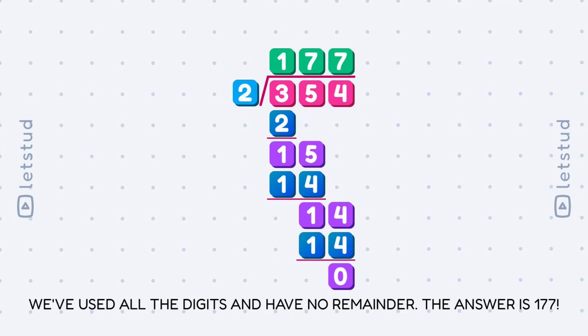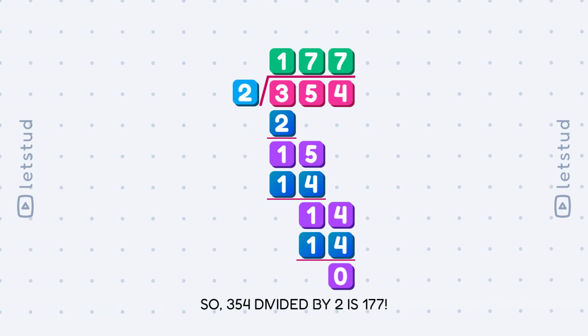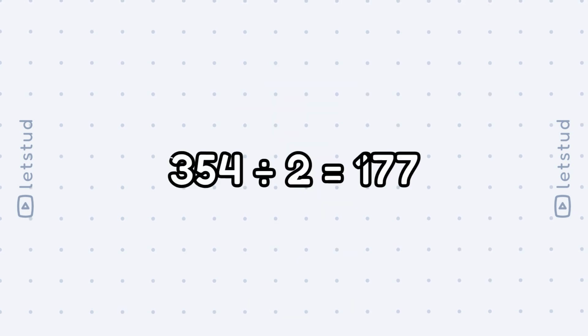We've used all the digits and have no remainder. The answer is 177. So 354 divided by 2 is 177. We tackled long division step by step and found out that 354 split into 2 equal groups is 177.